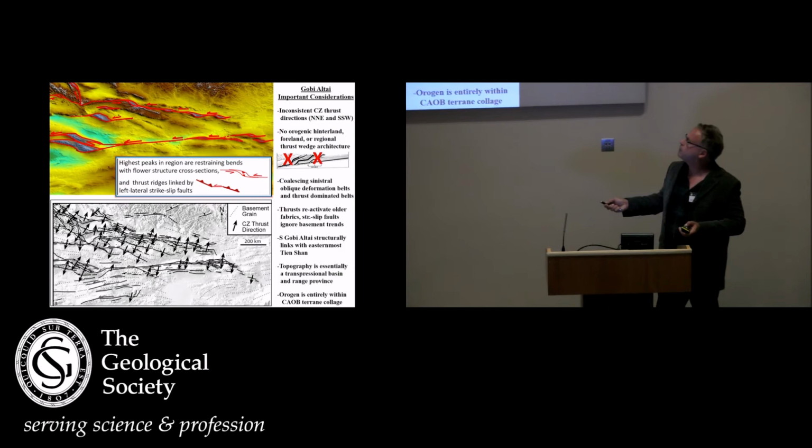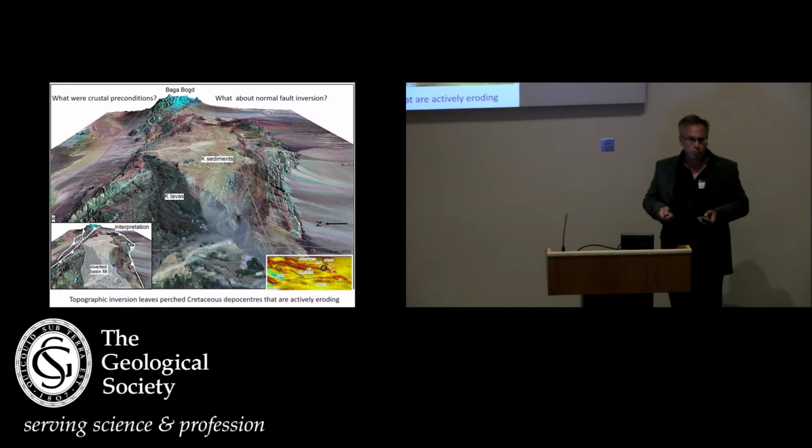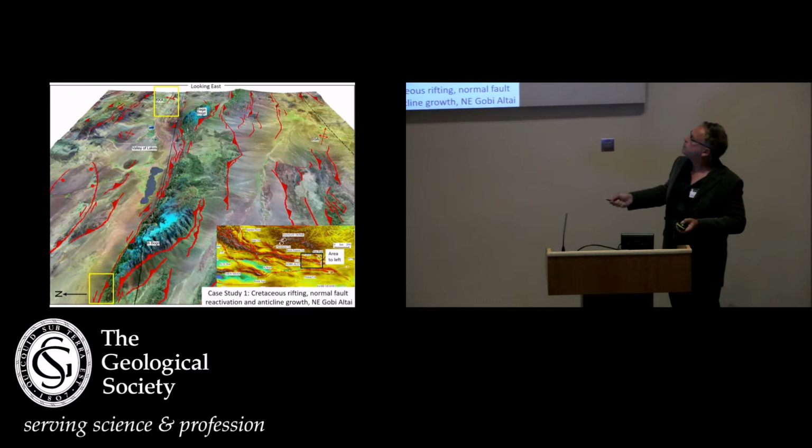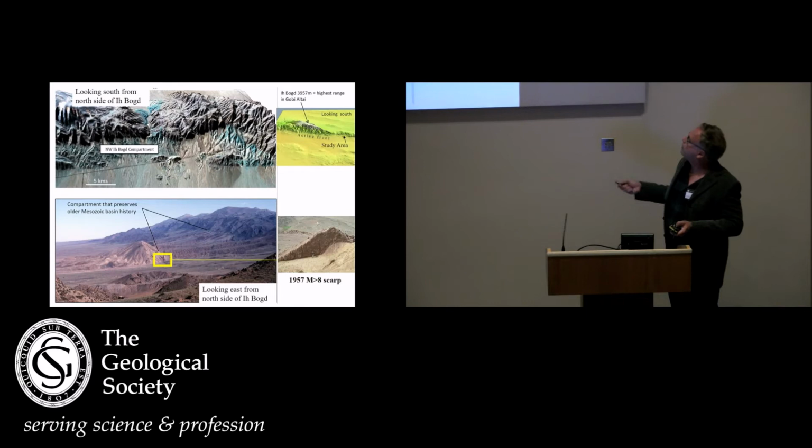I can show you many examples of that. So the question is, what were the preconditions here? We see many areas where the Cretaceous sediments and Cretaceous lavas are elevated, topographically inverted and being stripped out. They're sitting high and dry. So how do these depocenters get pushed up? And one of the things we wanted to document were the preconditions here in the northern Gobi Altai. So I'm going to look at two case studies here quickly. And so here's Ichabod, the 1957 rupture zone along the northern front. But behind it, you see this topographic compartment. And that's a normal fault scarp there.